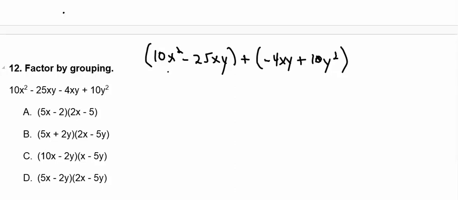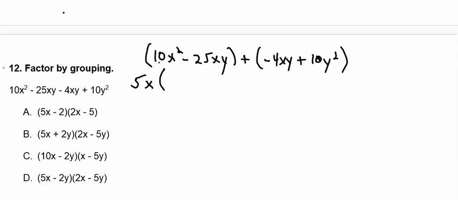So in the first group, I'm looking for the greatest common factor of 10x squared and 25xy. We know that 5 goes into both 10 and 25. Both terms have an x, and we always choose the one with the smallest exponent. And only the second term has a y, so that stays.